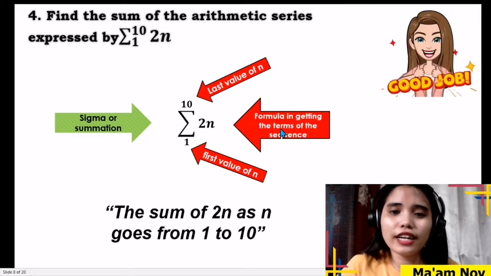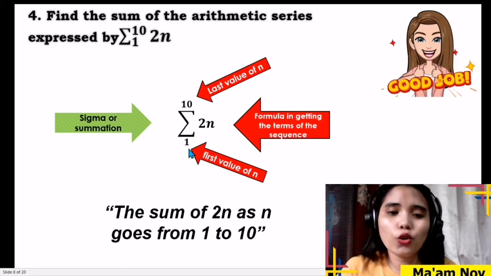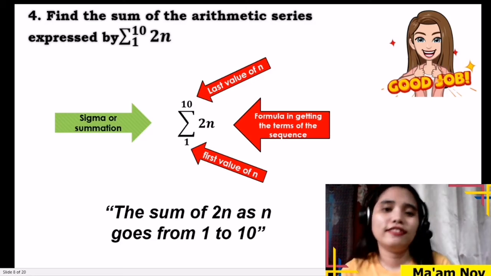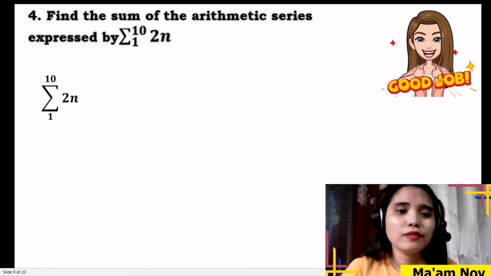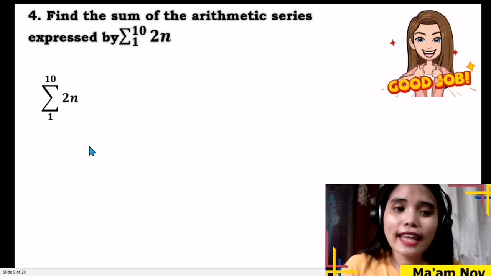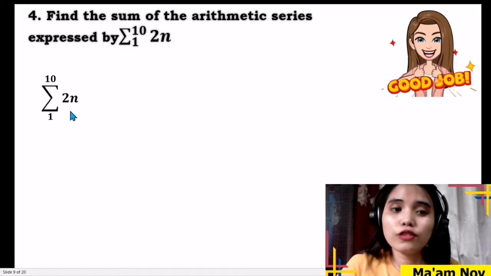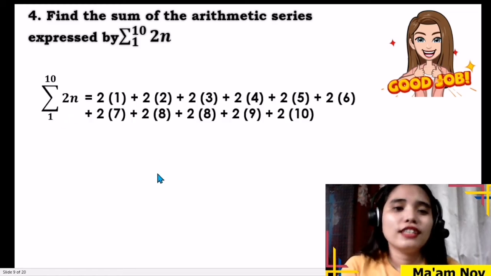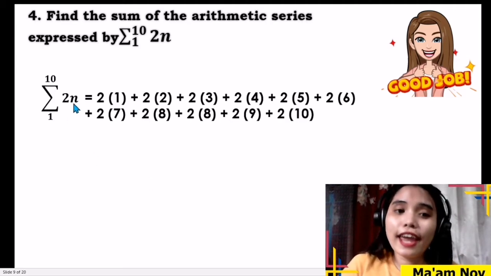2n is a formula in getting the terms of the sequence. Just for this example, this is read as the sum of 2n as n goes from 1 to 10. Okay, let's try to illustrate this. Again, this is read as the sum of 2n as n goes from 1 to 10. Meaning, we will substitute n.